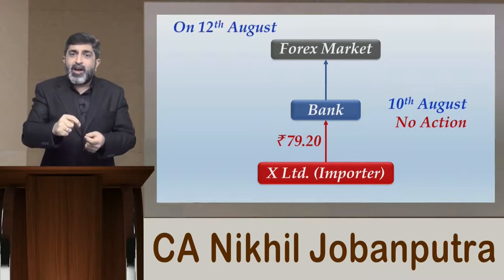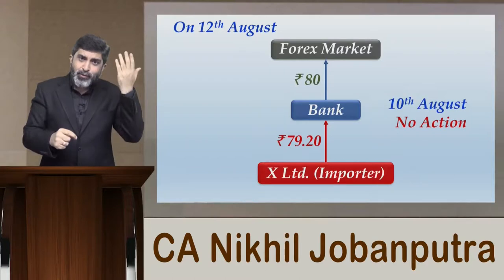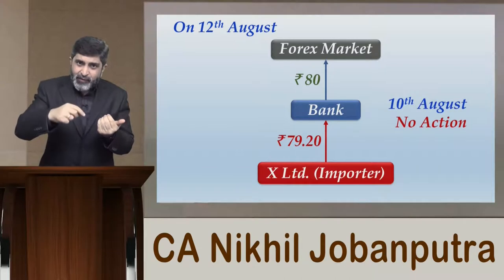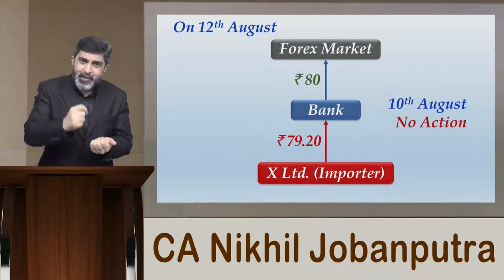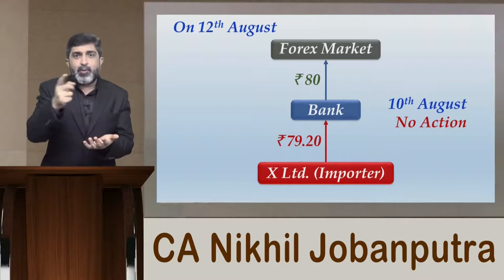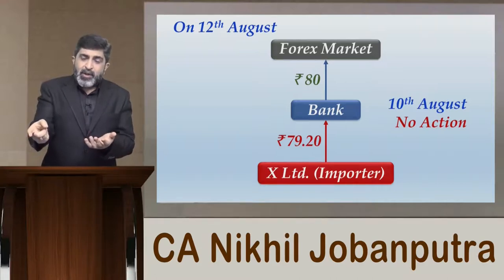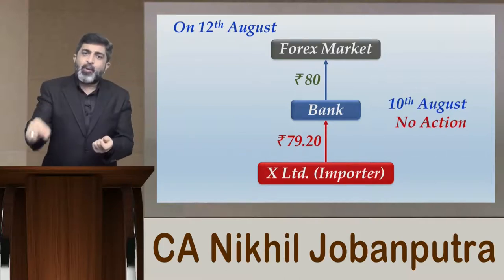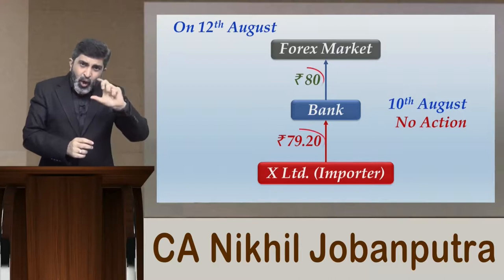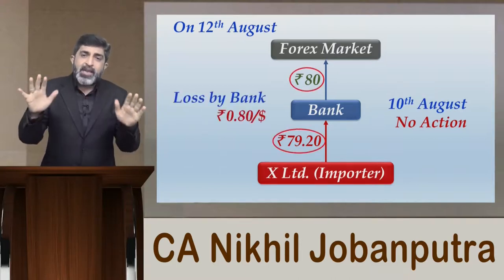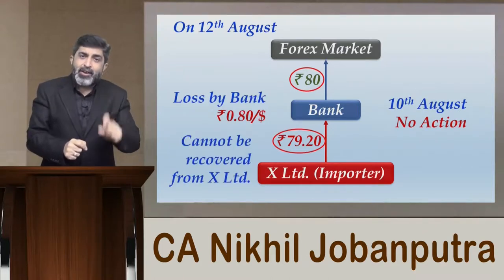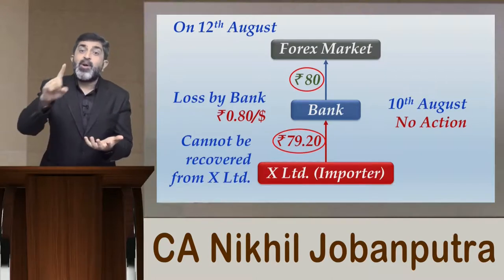Suppose on 12th August, the interbank rate itself goes to rupees 80 per dollar. This customer, that is X Limited, when it is approaching the bank and asking for settlement, our bank will be responsible to provide the currency at 79.2. And even though our bank is arranging at rupees 80, it will have to provide it for 79.2. This loss by bank is not being protected. FEDAI rules will not protect this loss because bank did not take any action suiting this kind of possibility.